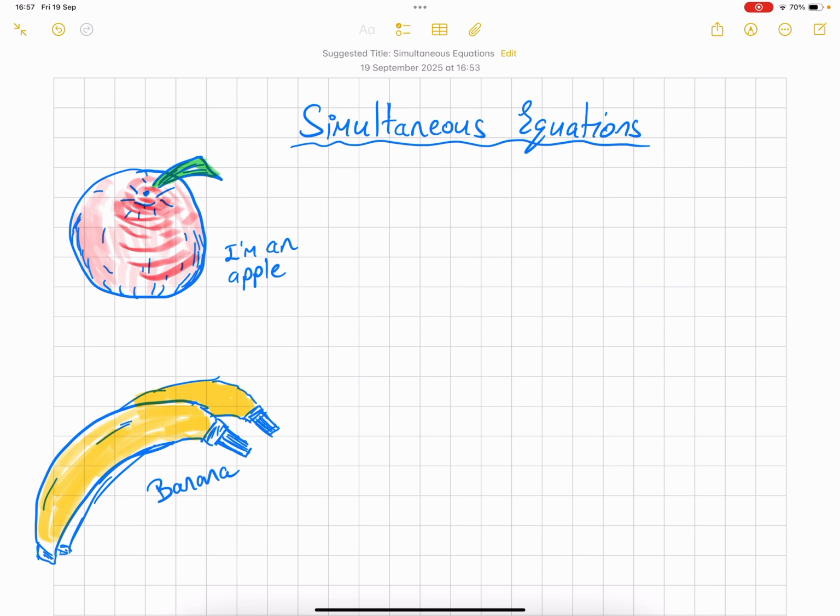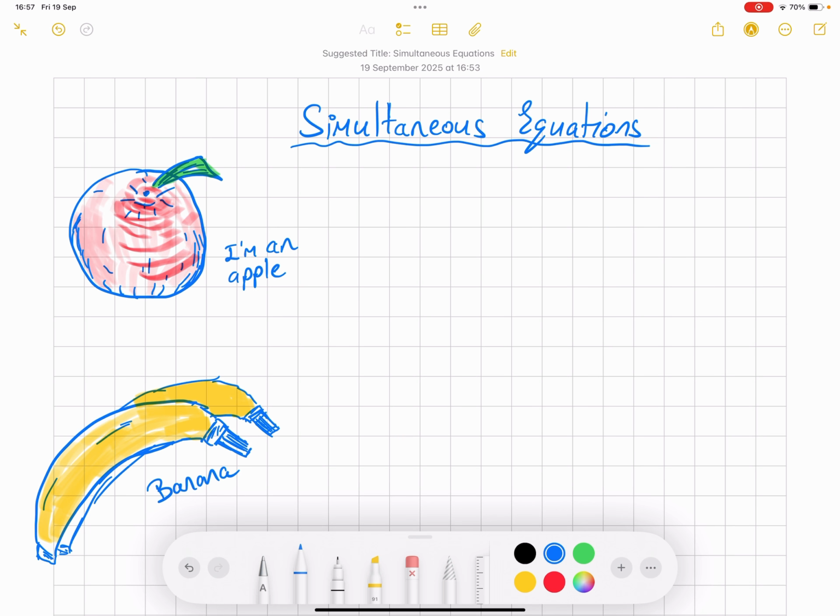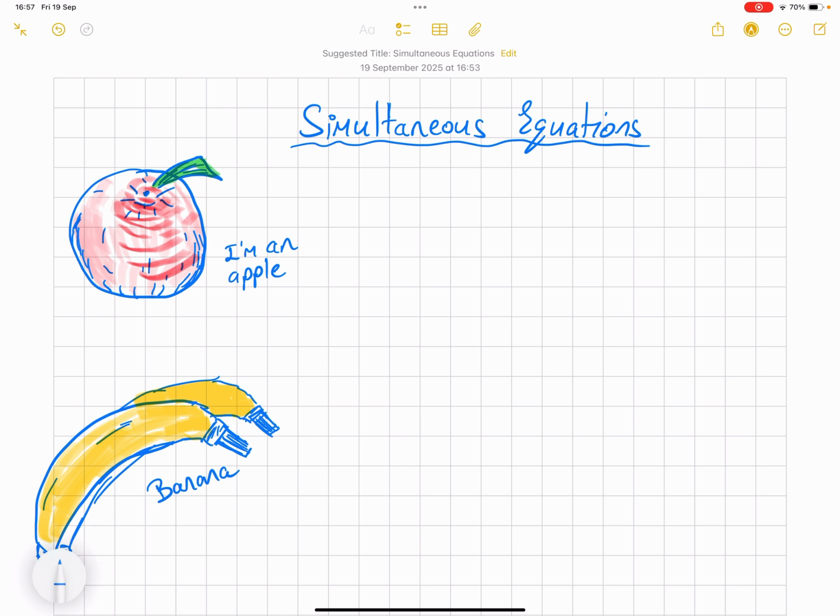Okay, just looking at simultaneous equations, we'll first look at what we know already. You see I have a lovely picture of an apple there and a banana. I had to label them apple and banana because they weren't clear enough, as you can see. But let's have a look at this apple for a second. And we'll do algebra around this apple.